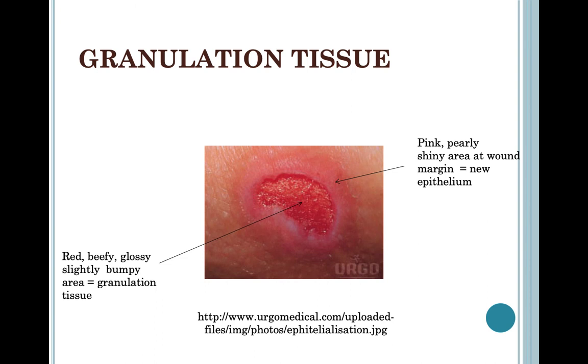And so here we see not only the granulation tissue in the center of the wound, but if you look at the edges of the wound, you can see evidence of reepithelialization. Those new epithelial cells look like the pink pearly area that's at the wound margin.